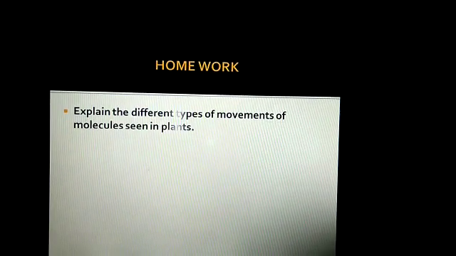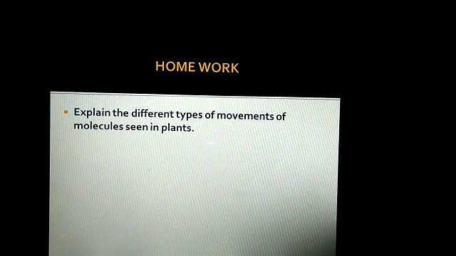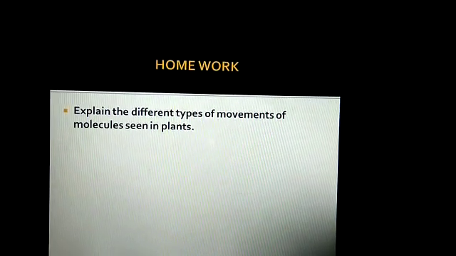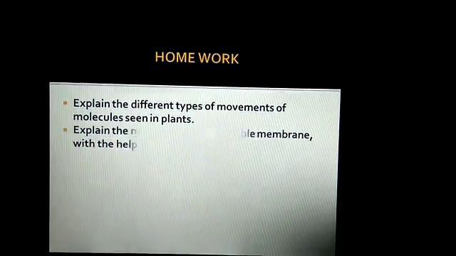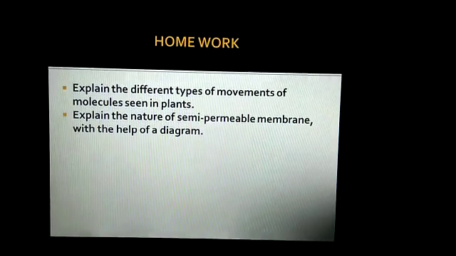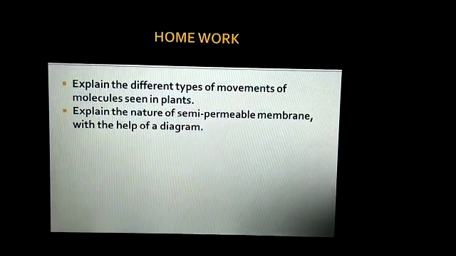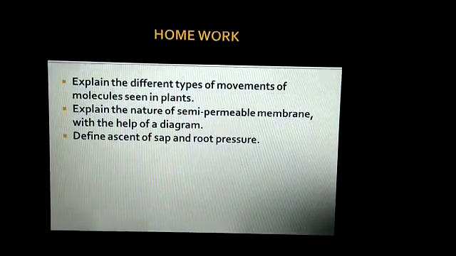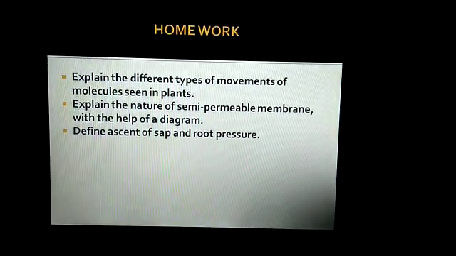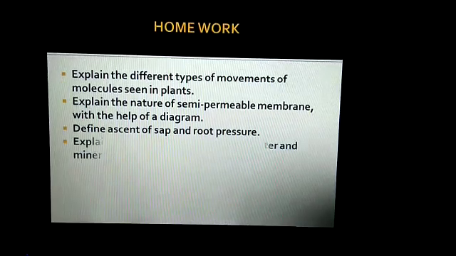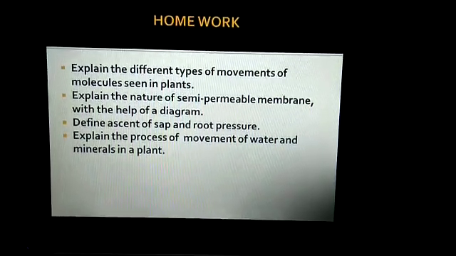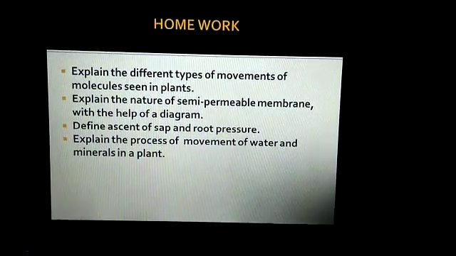Now today's homework: explain the different types of movements of molecules seen in plants. Explain the nature of semi-permeable membrane with the help of a diagram. Next question: define ascent of sap and root pressure. Next question: explain the process of movement of water and minerals in a plant.